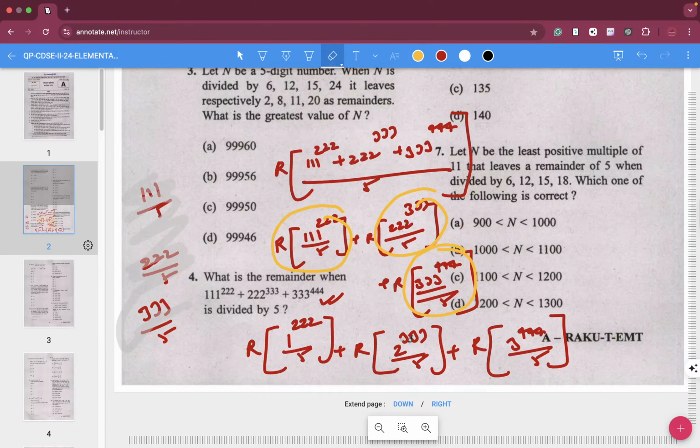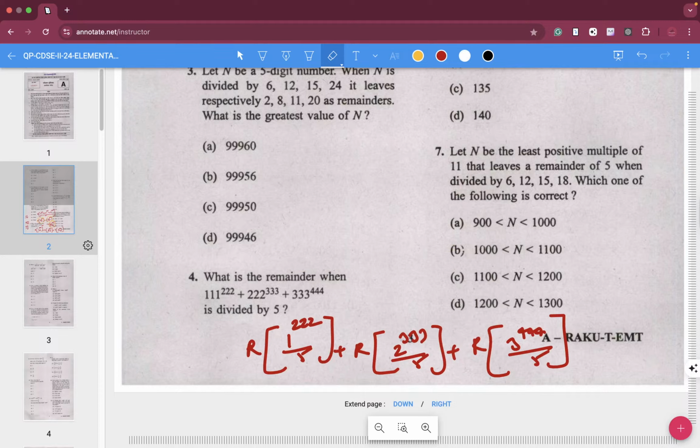Now look at it a bit more carefully. Does 1 raised to the power 222 divided by 5 make any difference to the remainder? No. So this whole part will give you 1. Now let's come to this part and solve it alone: the remainder of 2 raised to the power 333 divided by 5.